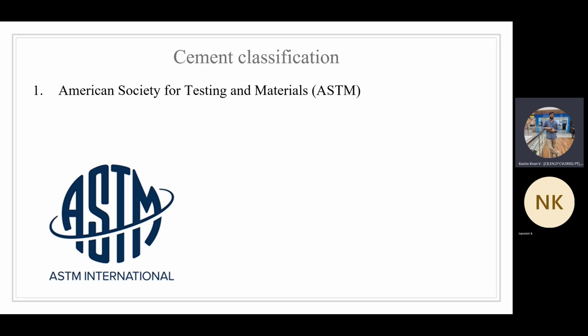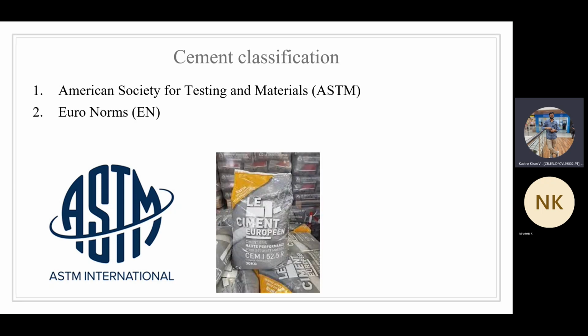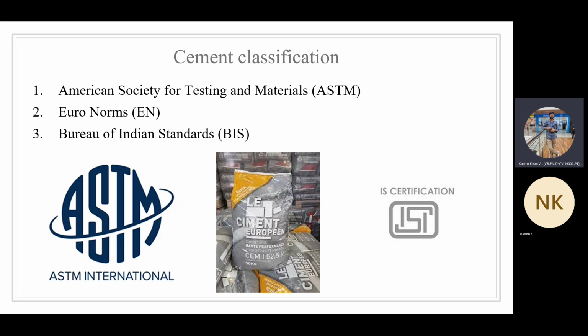On a global level, cement classification exists in different ways. One is based on the ASTM standards, which is the American Society for Testing and Materials. The second is based on European industry norms, EN. The last one is based on Indian standards, BIS, the Bureau of Indian Standards. If we classify cement across the globe, these are the three major classifications available.